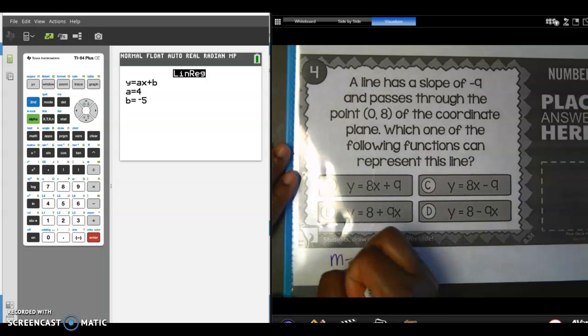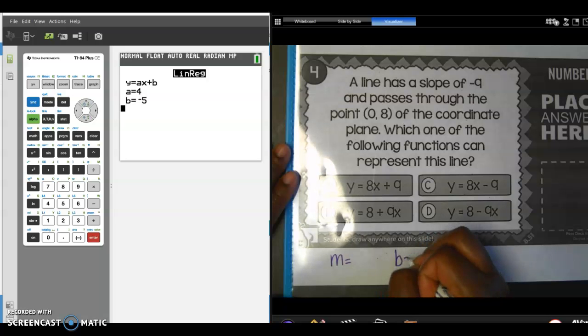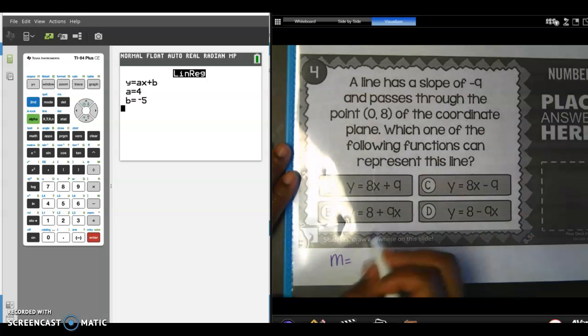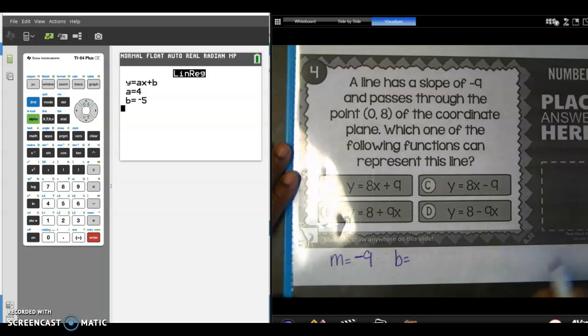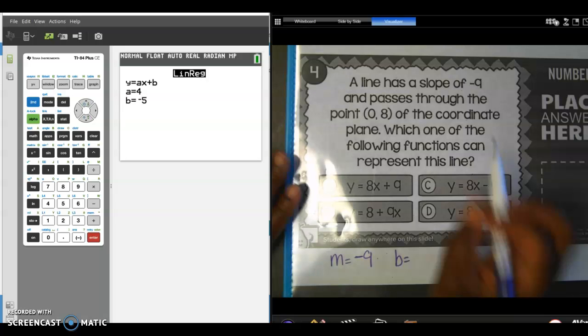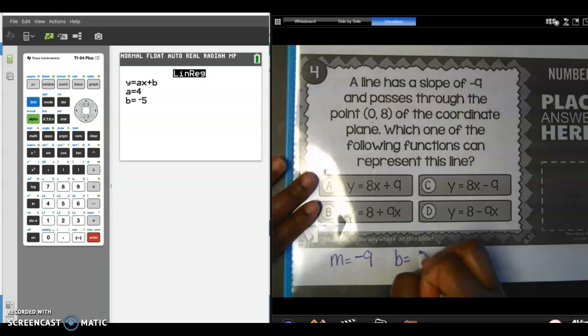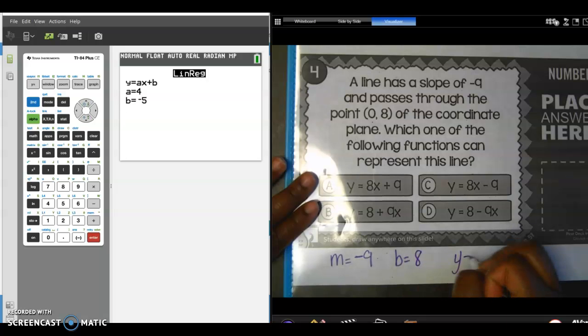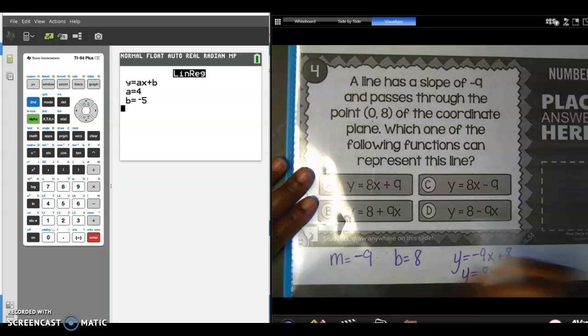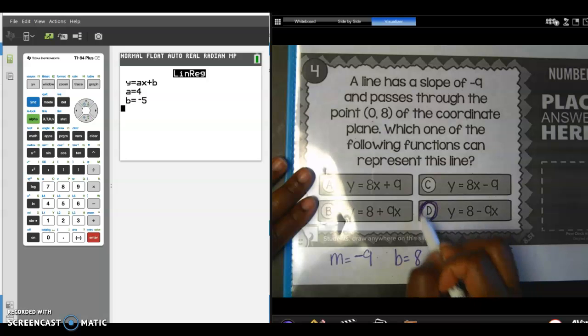So we know m is our slope and b is our y-intercept. So it says our slope is -9. And we know our y-intercept is when x is 0, it's our y value, or when our line crosses the y-axis. So when x is 0, the y value is 8. So my equation would be y equals -9x plus 8, or y equals 8 minus 9x. Okay, so my answer choice would be D.